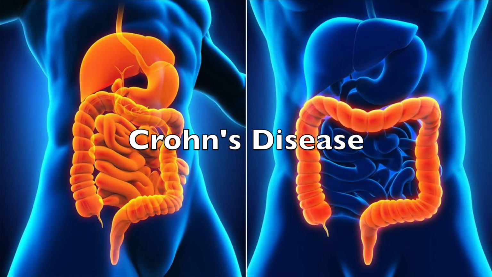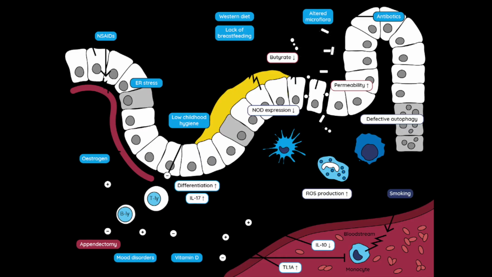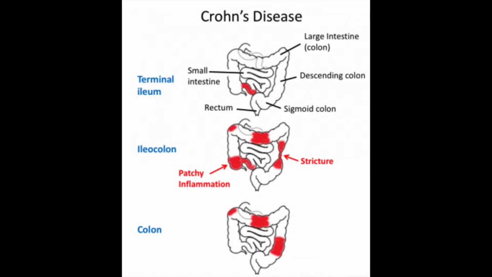The first of two inflammatory bowel diseases we will talk about is Crohn's disease. The pathophysiology of Crohn's disease is related to an abnormal immune reaction which causes inflammation in the bowel and typically involves all layers of the bowel. Clinical manifestations of Crohn's disease include skip lesions. These lesions can occur anywhere from the mouth to the anus.